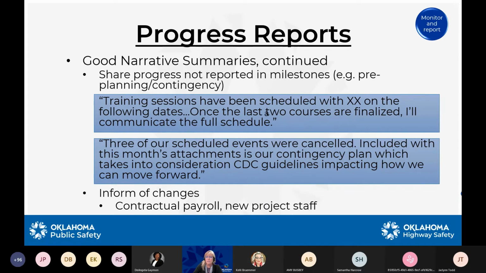So a good narrative summary is the opportunity to explain and share progress that is not reported in the milestones, like payroll changes, such as cost of living or rate changes. Again, think about the things that we don't know. So with data and context, we can move more effectively, strategize and plan for the following months.